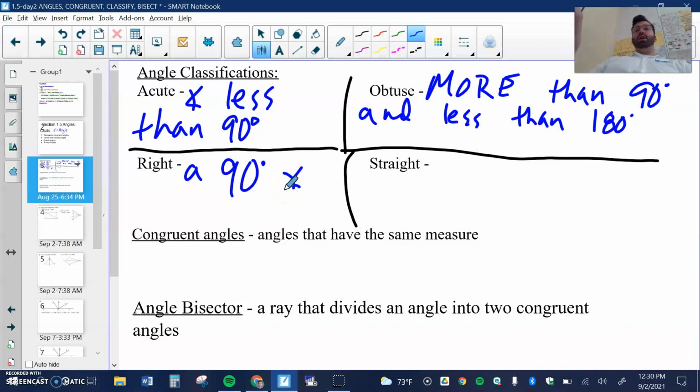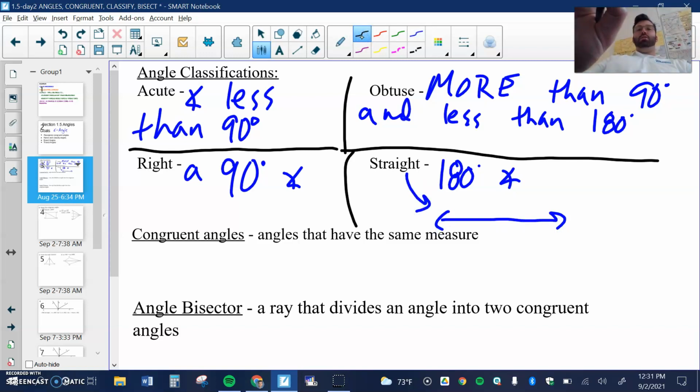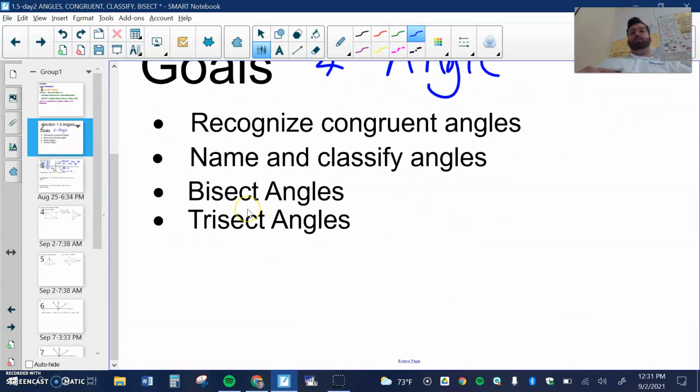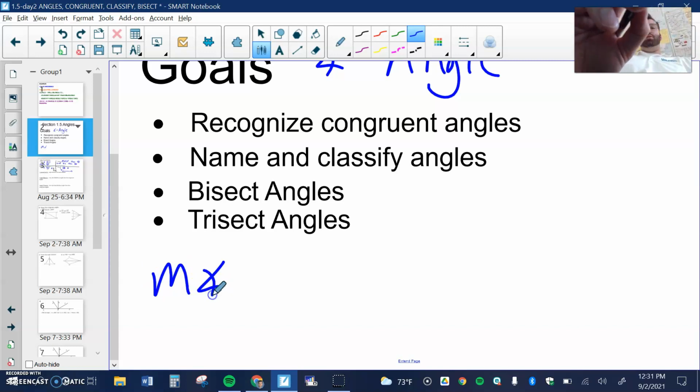A straight angle, 180-degree angle. A straight angle is a straight line. It looks like that. A right angle, we'll use this little box to mark it. Just a little box, that means right. Congruent angles are angles that have the same measure. We've kind of talked about that before. I'm going to go back here real quick and write something else down. You're going to see this a lot today and in the book and throughout this class.